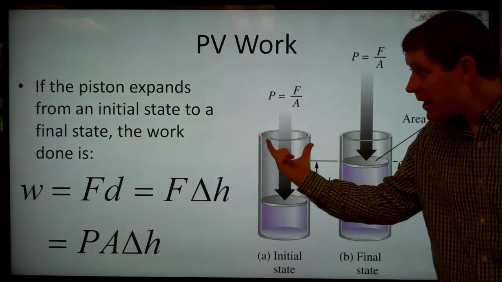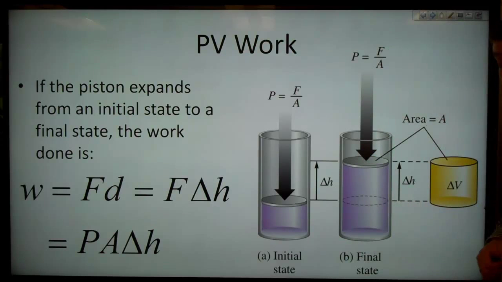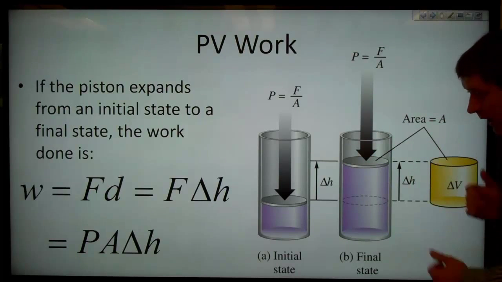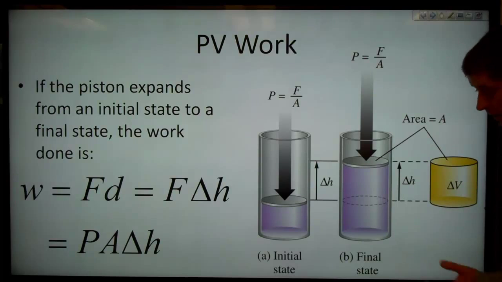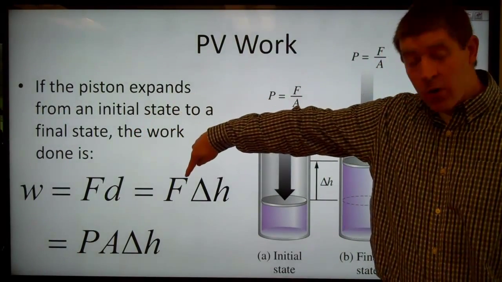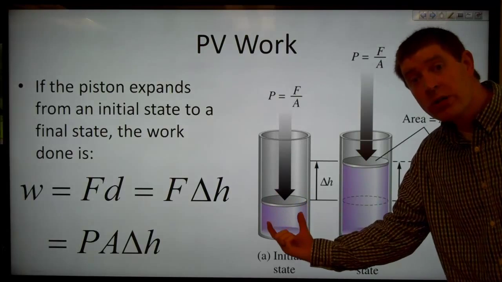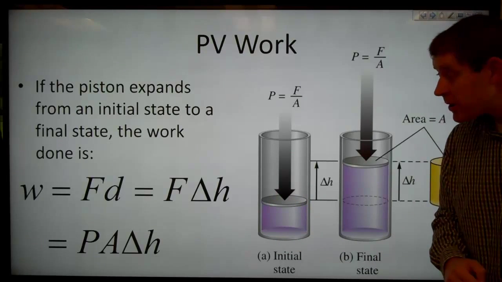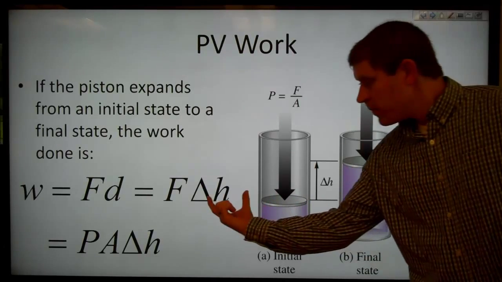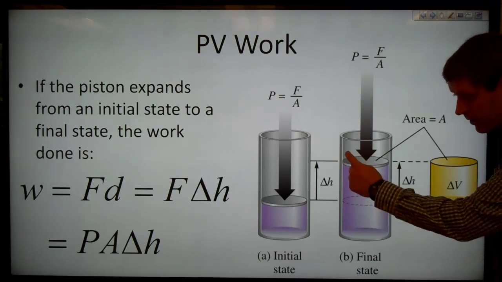So if our piston expands from our initial state to a final state, so we go from here to there, we've increased the volume of our piston, we've increased the height that our piston is above the bottom of our cylinder, and the work is equal to force times distance. That force, remember, is the force being opposed. That's the pressure exerted downwards on the piston. The distance moved is that delta H, the change in height.